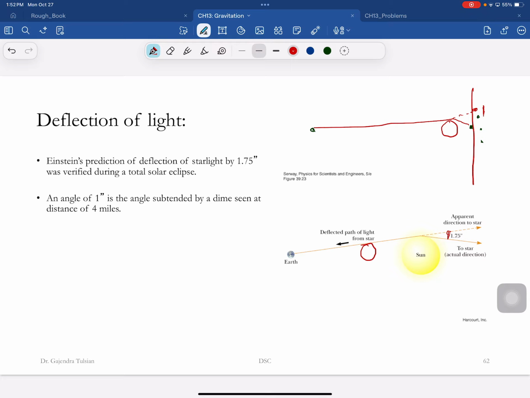Yes, my friend? I don't understand why the sun's gravity doesn't just keep pulling Earth towards it. Like, what's stopping it? It is pulling towards it.